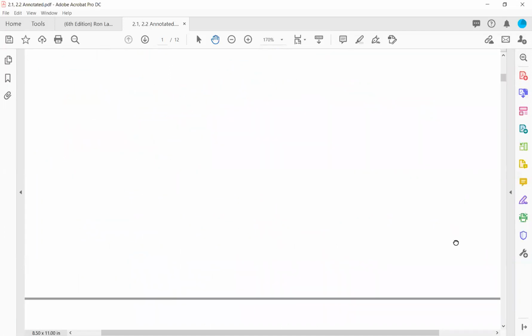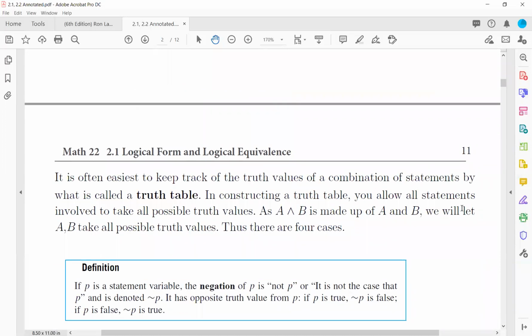Let us move on to the next page. When you form a new compound statement, your goal is to see when that statement is false and when that statement is true. In this case, we use a nice compact form that we call a truth table to analyze the truth or falsity of a new statement.